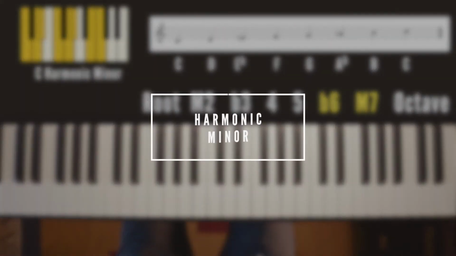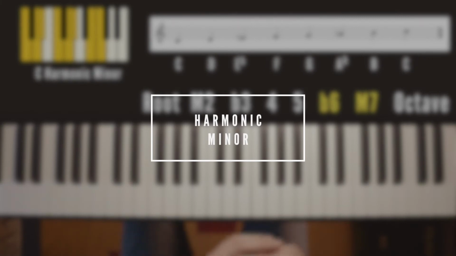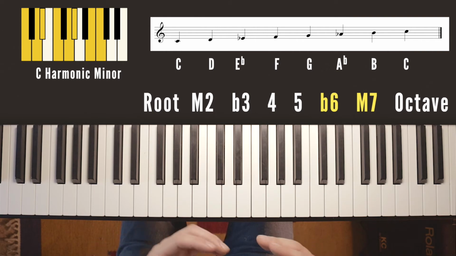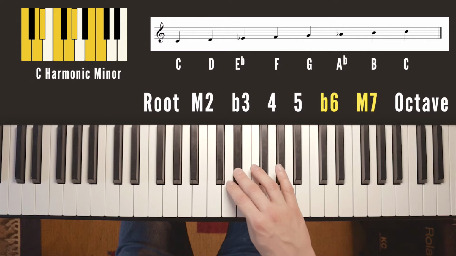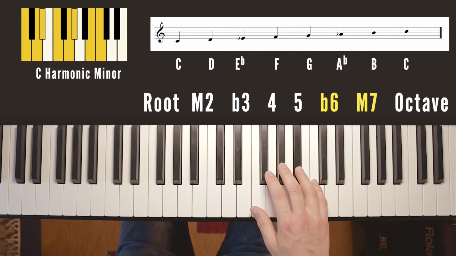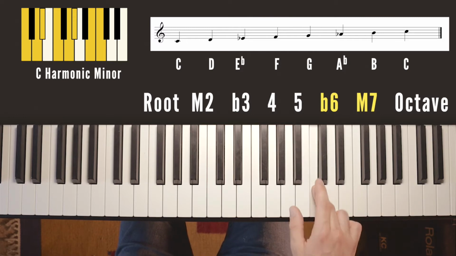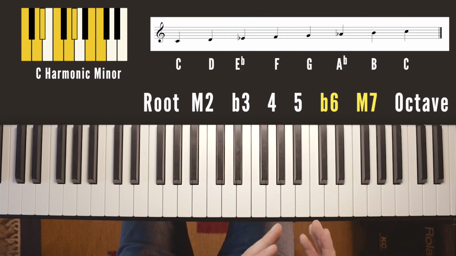So the next one is harmonic minor. The harmonic minor has the flat or minor 6th and the major 7th. The problem sometimes with the natural minor is the 7th note in the scale. 1, 2, 3, 4, 5, 6, 7, 1. It doesn't quite have the same pull back to the home note, the same sense of tension and resolution as, say, a major scale.